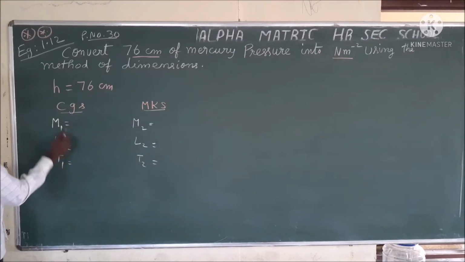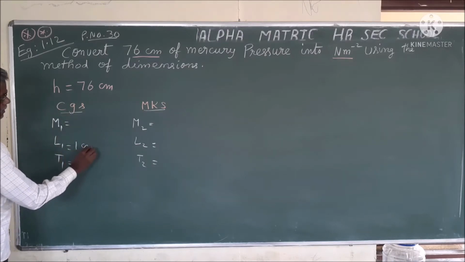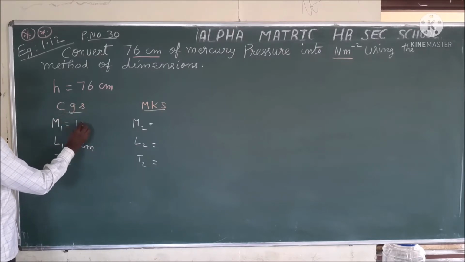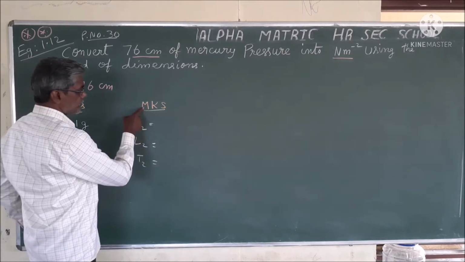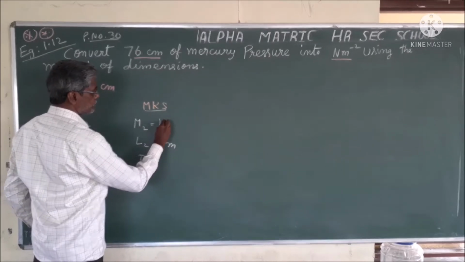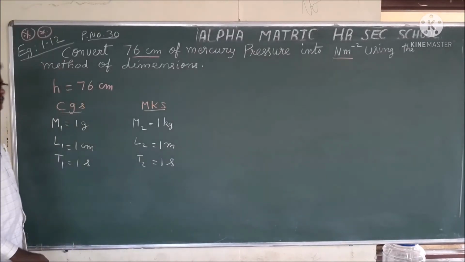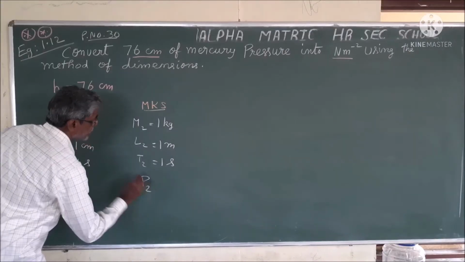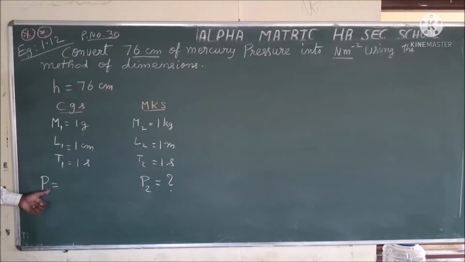C means centimeter, so 1 centimeter. G, gram, so 1 gram. S, second, so 1 second. Like that, M, meter, 1 meter. K, kilogram, 1 kilogram. S, second, 1 second. Now in the CGS system, what is pressure? Let it be P1. Like that, in the MKS system, P2, which we are going to calculate. Now we will calculate P1.